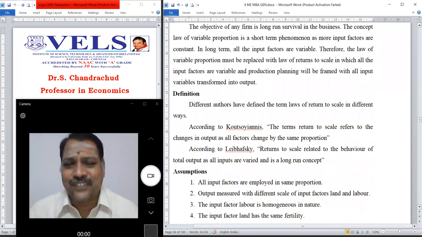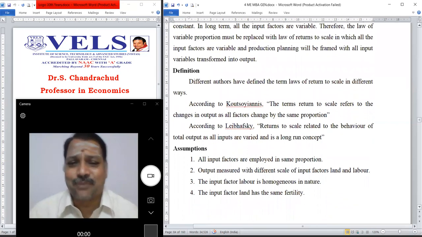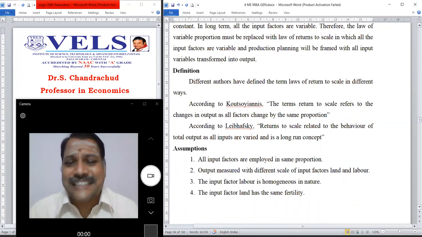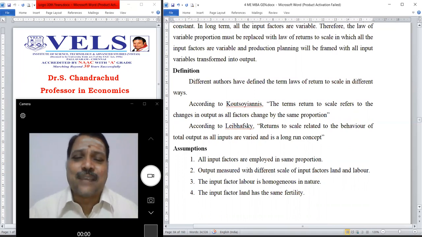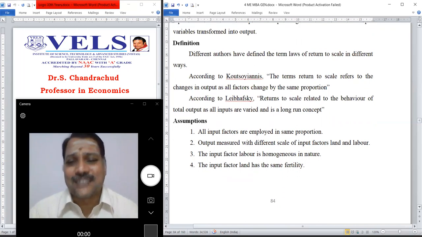There are many definitions. The following 2 definitions are in practice: one by Koutsoyiannis, second by Leibhafsky. Koutsoyiannis defined that the term returns to scale refers to changes in output as all factors change in the same proportion. The other definition is that returns to scale is related to the behavior of the total output as all inputs are varied, and is a long run concept.